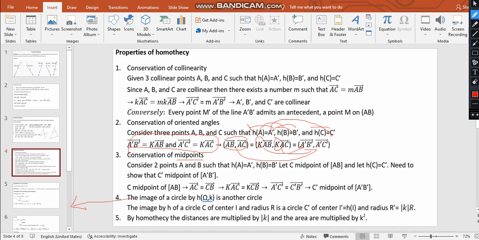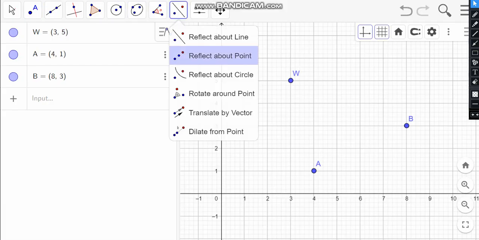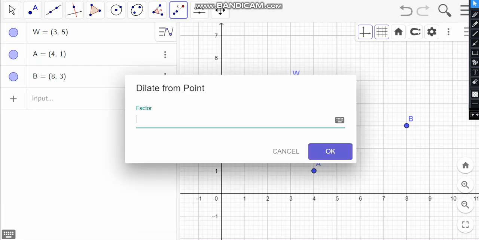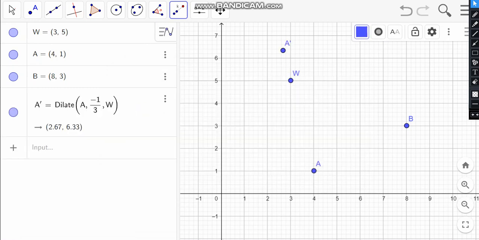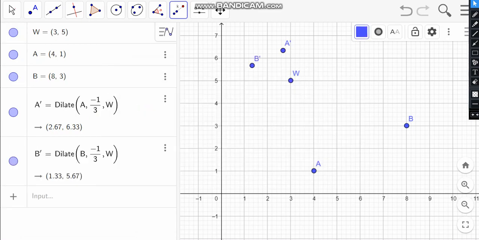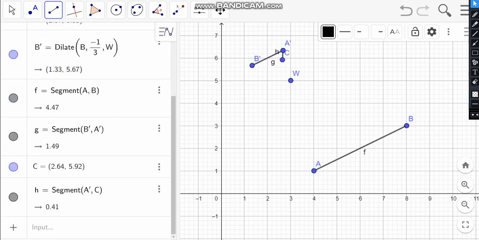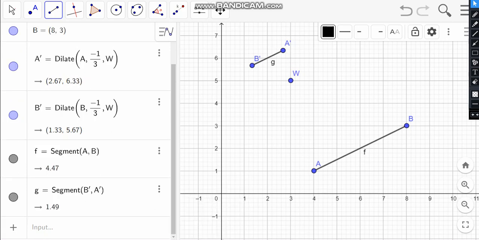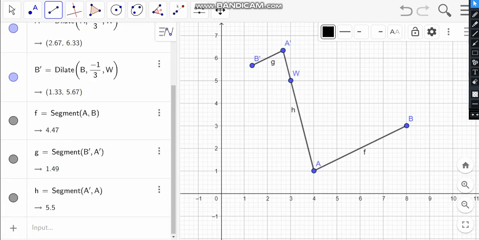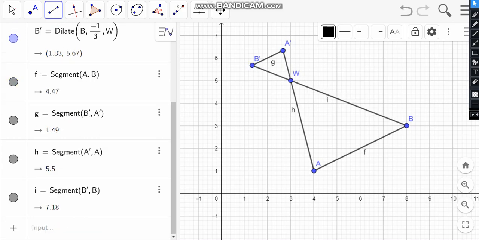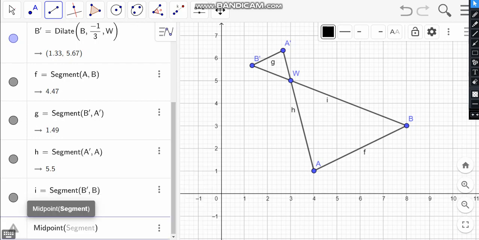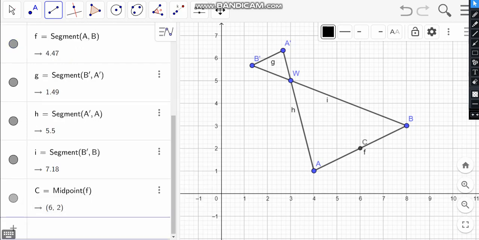They preserve midpoints also. Let me see it in GeoGebra. So let us do now a dilation with center omega, for example with ratio -1/3. You have A prime, and the same for B with omega and -1/3. Now let me join the segments AB and A prime B prime. Let me delete, by mistake, this one and the point C. If you join A prime to A and B prime to B, let me pick the midpoint of segment AB, which is C here.